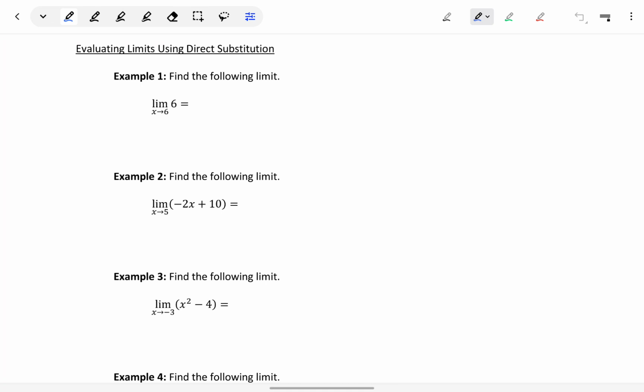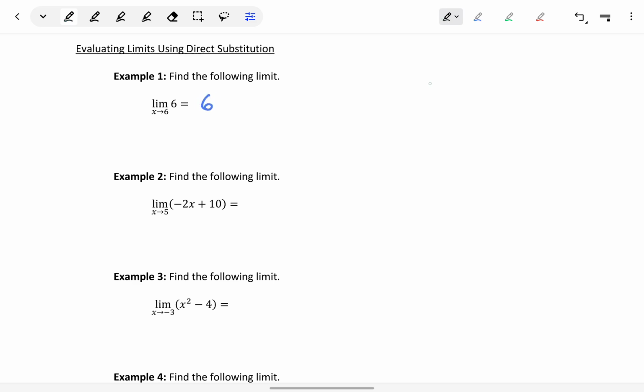We want to find the limit as x approaches 6 of the function 6. And in each of these cases, these first few examples, we're going to use a technique called direct substitution. Meaning what we'll do is take the value that x is approaching and plug that into the equation that we're given, or into the expression that we're given. I said this is a really easy one, but it might look confusing at first because there's nothing to substitute into. If there's nowhere to substitute in, then that value is just 6.